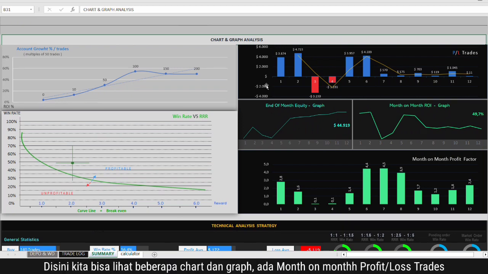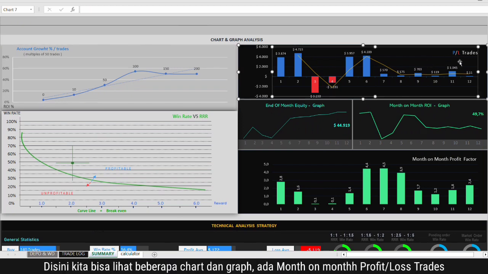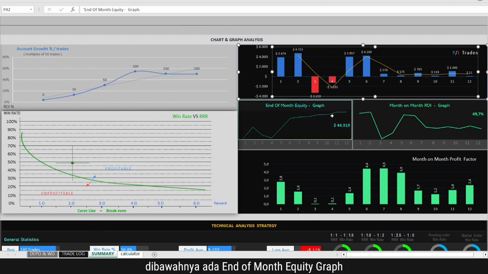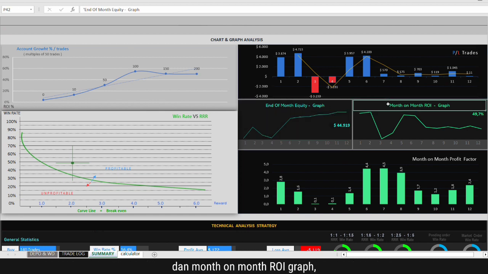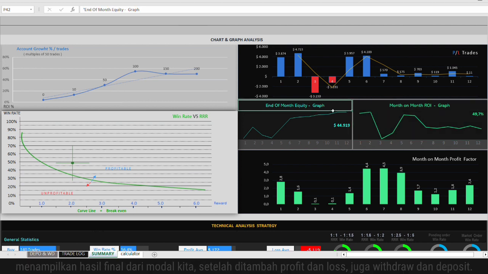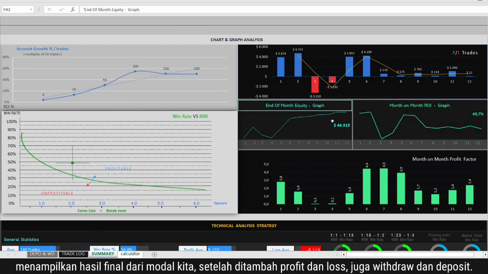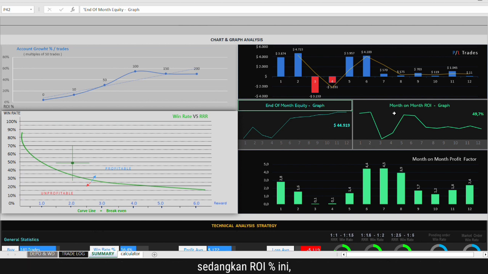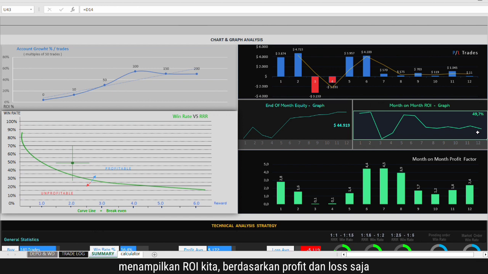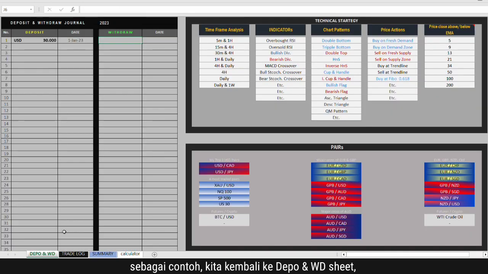Here we can see some graph charts such as month-on-month profit or loss trades. Below is the end of month equity graph and month-on-month ROE graph. This end of month equity chart shows the final result of our equity each month after adding the profit and loss as well as withdrawals and deposits. While this ROE percentage chart shows us our ROE based on profit or loss only, without being affected by withdrawals. For example, I will go back to deposit and withdraw.